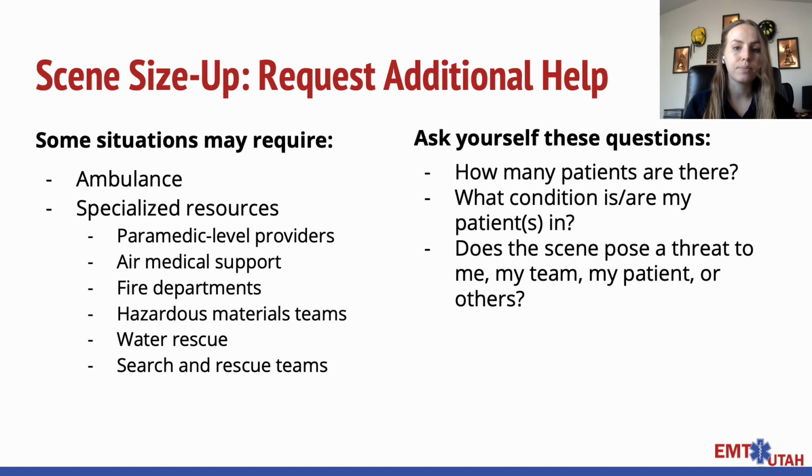To be able to determine what kind of additional help you might need, you can ask yourself a few questions. One, how many patients are there? If there's more than one, you're going to need additional resources, another ambulance, another provider. Two, what kind of condition is my patient in? That's going to determine whether we need those higher level providers or air medical transport and medevac.